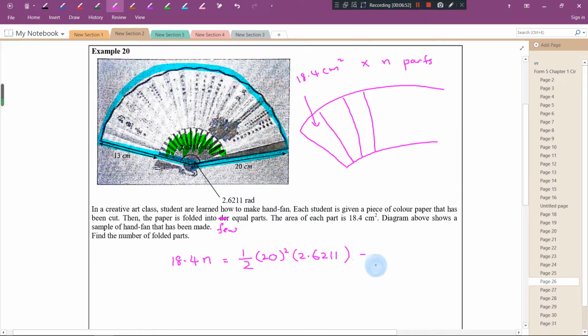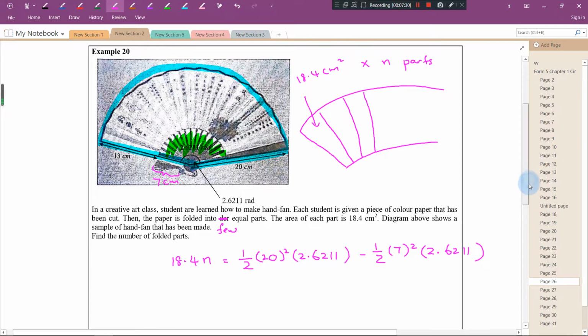So I have to minus 1 over 2. This time we have to use this r. Okay, so here is 20 and this is 13. We know that from here to here is 7 centimeters. I take 20 minus 13, I get 7 centimeters. So the r here is 7. 1 over 2 r squared theta. Theta is still the same because the angle here is still the same, right? 2.6211. Okay, so when I take this minus this one, I will get the area of the paper.